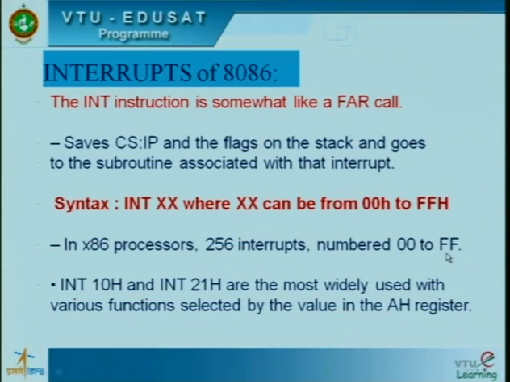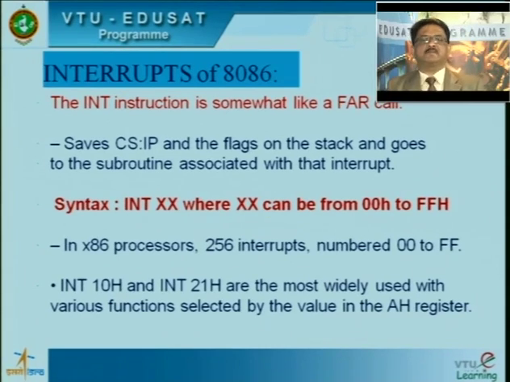8086 has totally 256 interrupts, numbered from 00 to FFH. FF means 255, so 0 to 255 is totally 256 interrupts. Remember, the interrupt structure of 8086 supports 256 interrupts, and they are vectored interrupts. What is meant by vectored interrupts? They are numbered. So INT 00 to INT FFH are the range of interrupts supported by 8086. When an interrupt is called, the processor saves the contents of CS, IP and the flags onto the stack and goes to the subroutine associated with the interrupt.